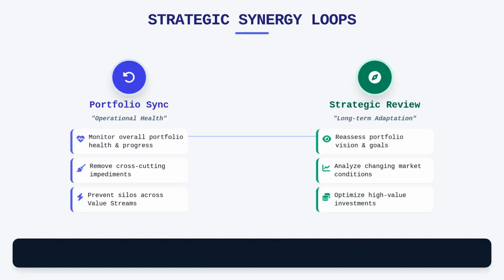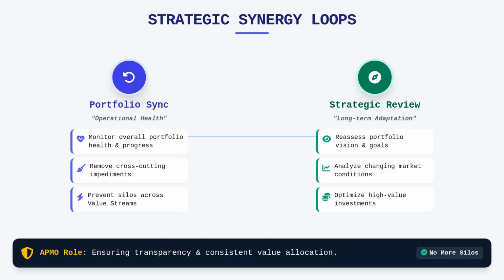These meetings are not mere status rituals. They are strategic synchronization points that prevent silos from forming and ensure that money and effort are consistently allocated to where they produce the most value. By facilitating these conversations, the APMO ensures, for instance, that a delay in one value stream does not catch the business by surprise, but is instead managed transparently as part of the overall portfolio health.